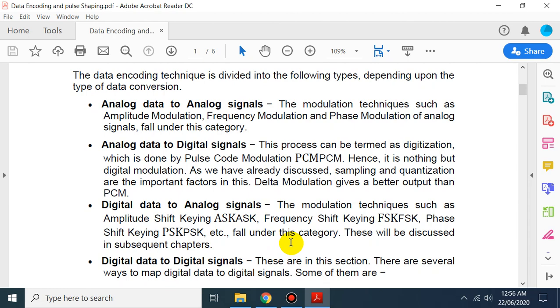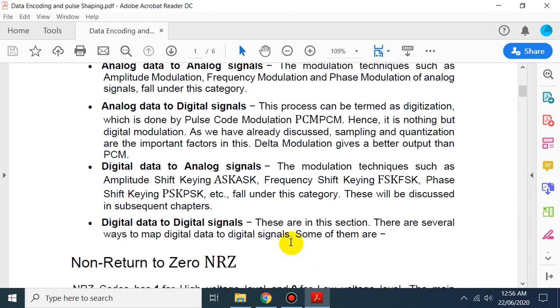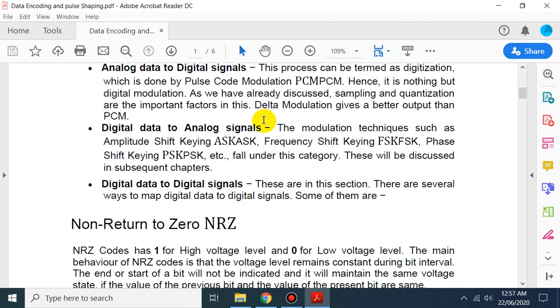For example, the modulation techniques such as amplitude shift keying, frequency shift keying, and phase shift keying fall under this category, and we have already discussed these techniques as well. Now, the last type as far as encoding techniques are concerned is called digital data to digital signals. We're going to discuss these techniques in today's lecture, and some of them are given below. They convert digital data to digital signals.